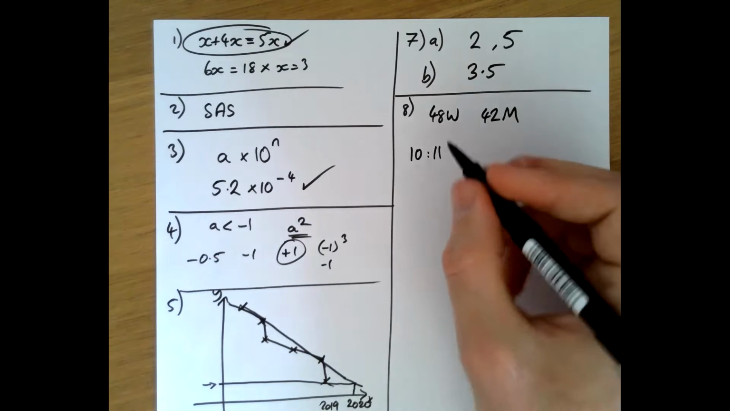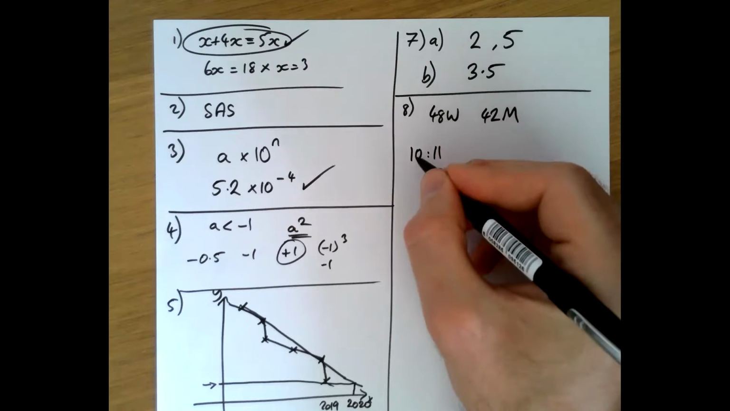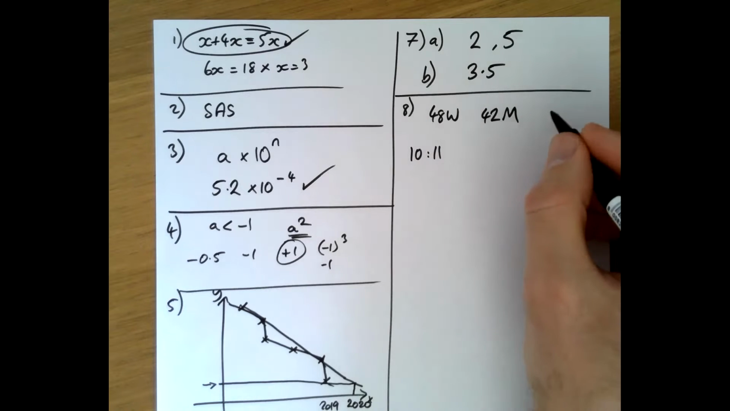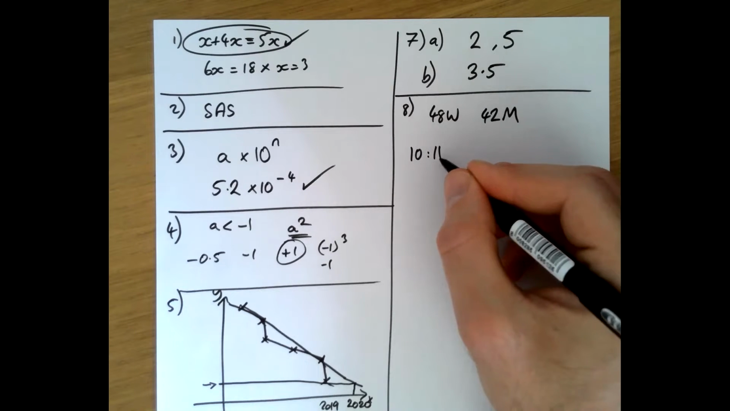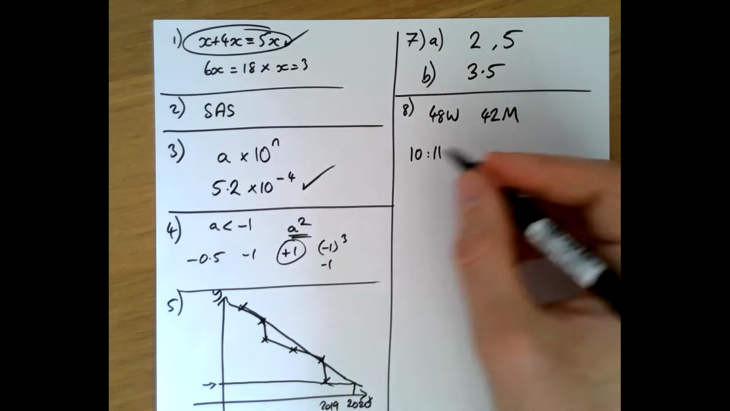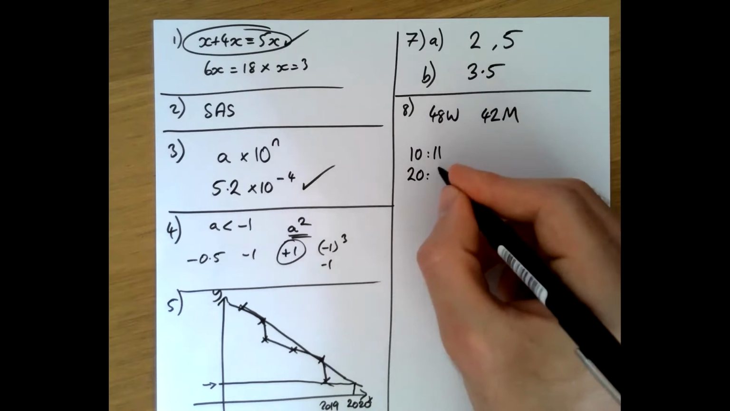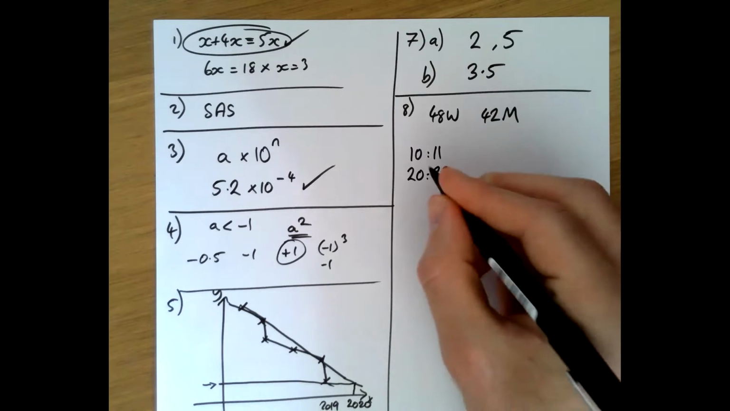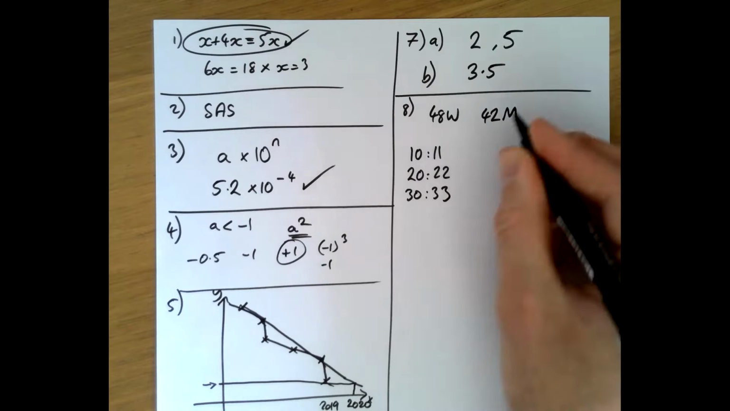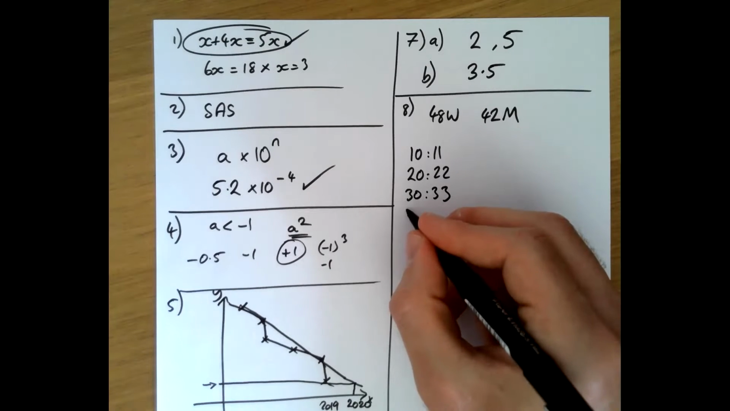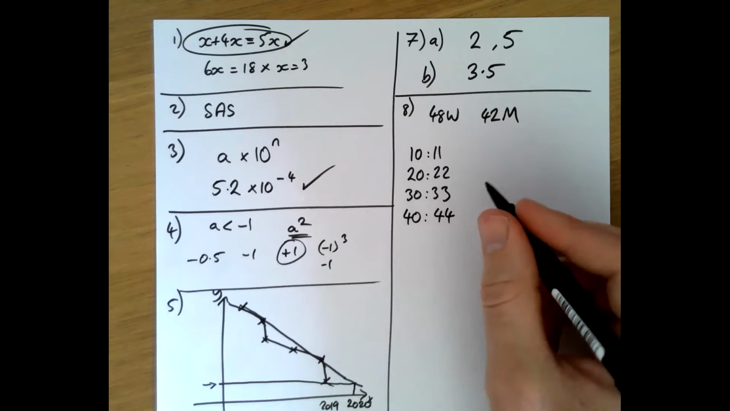Well, some women leave, so 48 to 10 would make sense. But we have more men than we started with. So it can't have 11 men because it needs to be more than 42. So let's just start building this ratio up. If we just double it, we get 20 and 22. If we just add the same ratio again, we get 30 to 33. Still got less men. 40 to 44. Well, that could work, couldn't it?